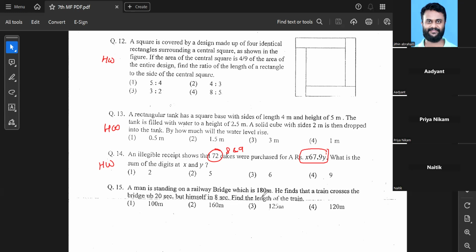A man is standing on a railway bridge which is 180 meters long. He finds the train crosses the bridge in 20 seconds, but passes himself in 8 seconds. Find the length of the train.